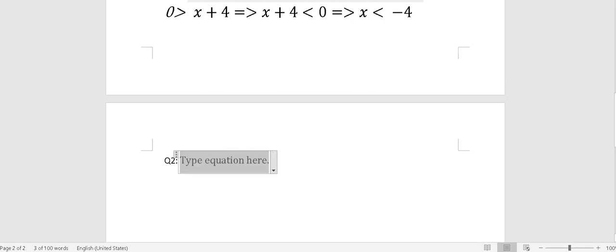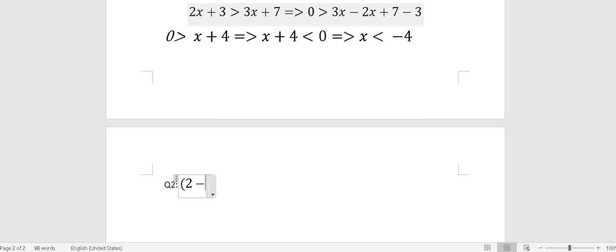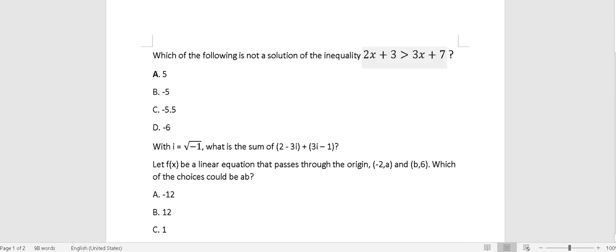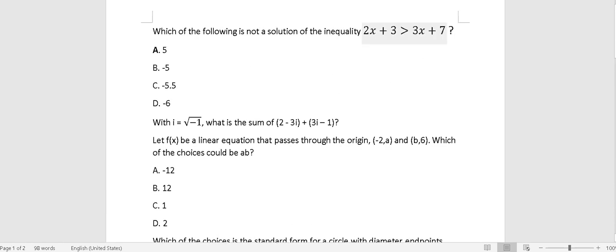We have 2 - 3i plus 3i - 1. This equals 2 minus 1, which is 1, and -3i plus 3i is 0. So this question's answer is 1. The sum of this is 1.